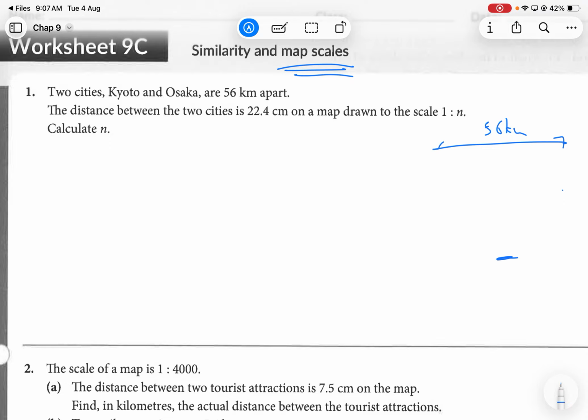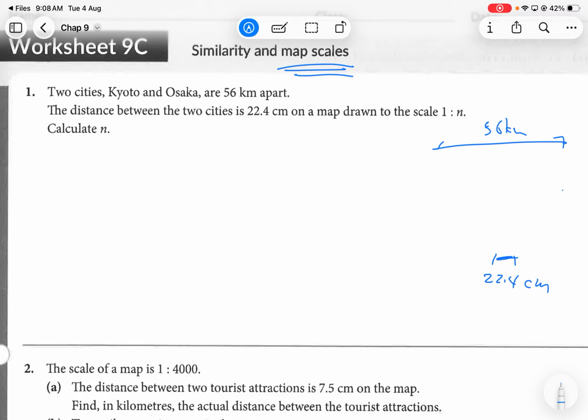So there is this map, 22.4 cm. And they are actually similar figures. So this 1 to n is the scale factor. They are asking you, multiply by how much already? Okay? So how do we find the scale factor in a ratio?